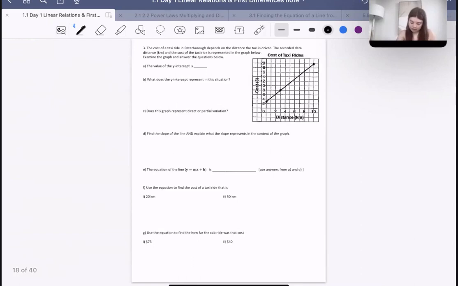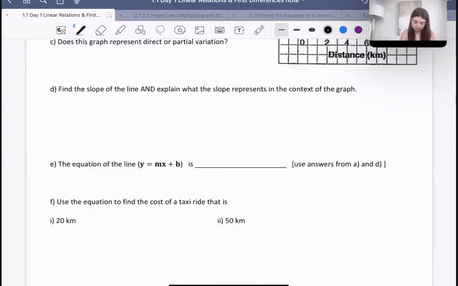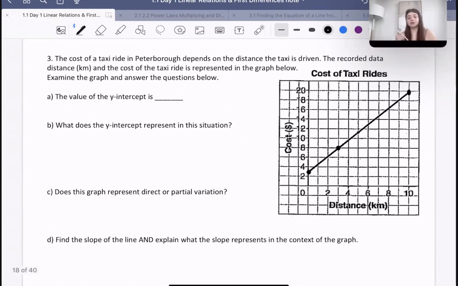Okay, let's try another one. And I mean, I'm sure you've caught on by now. These are all very similar. It's good to practice this a bunch, but these are all very, very similar questions.